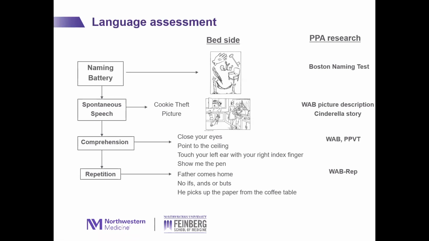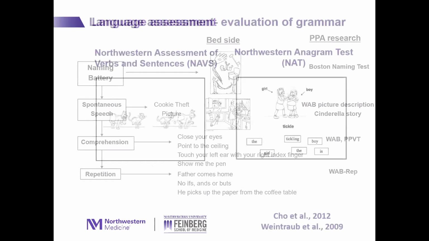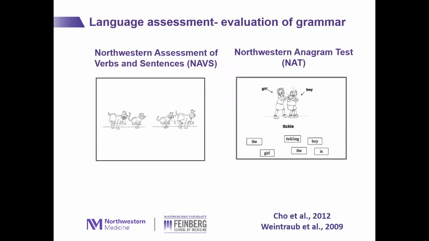And the only thing that's probably added is the Peabody picture vocabulary test, which is the word comprehension. And I'll show it to you later. And the repetition again, but we use the law of repetition. And then for grammar, we use these 2 tests. Both of them developed at Northwestern: Assessment of Verbs and Sentences, NAVS.